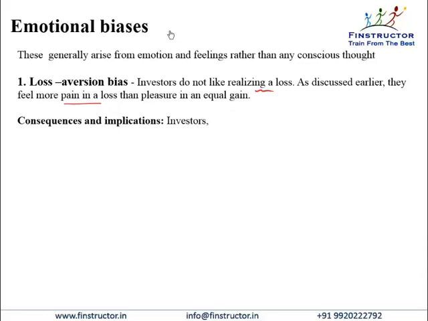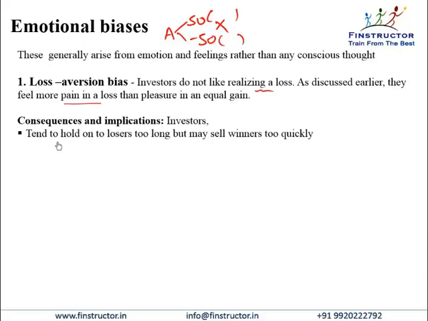So if investors were offered a gamble that either paid plus 50 or had a loss of minus 50, most investors would not take this gamble because this minus 50 has more pain than the pleasure of this plus 50. So investors tend to hold on to losers too long and may sell winners too quickly, because if they need money, they would rather sell the stocks in which they have a profit.